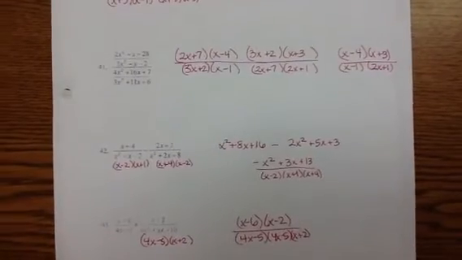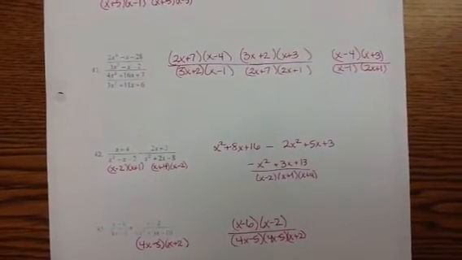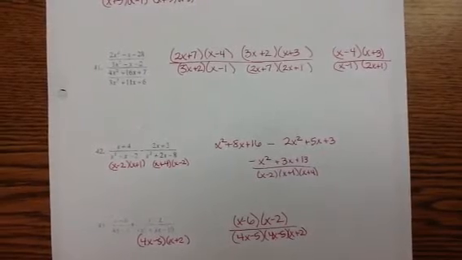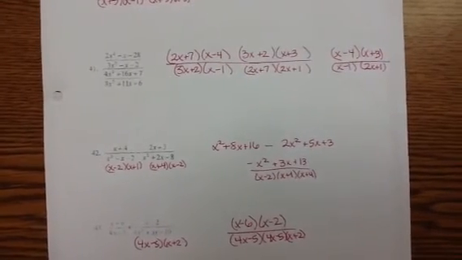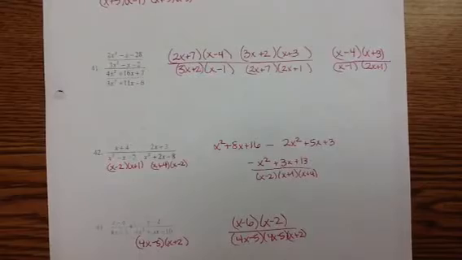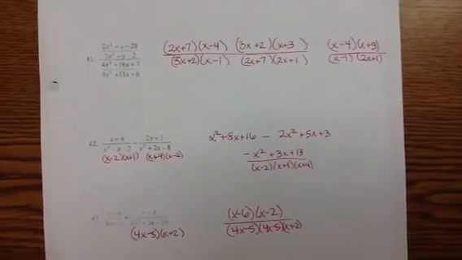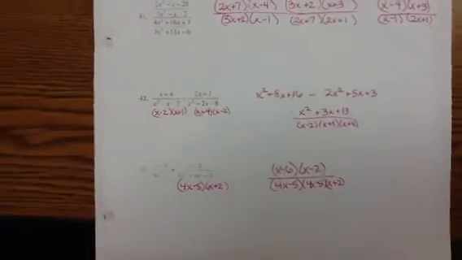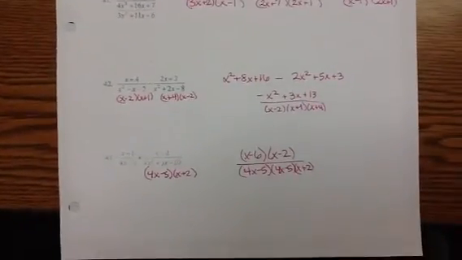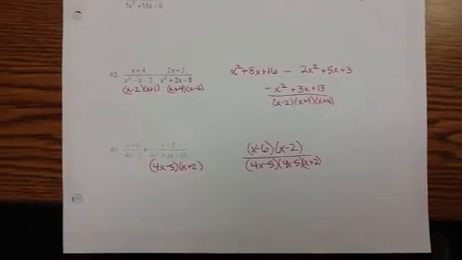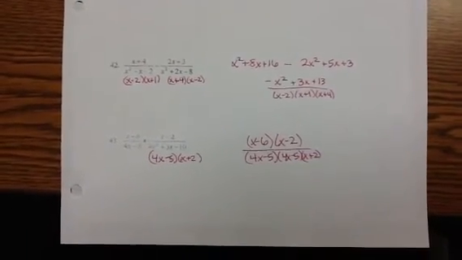42, it looks like I multiplied the first fraction by x plus 4 and the second fraction by x plus 1. Then I combined them and got negative x squared plus 3x plus 13 over my big denominator of x minus 2, x plus 1, and x plus 4. 43, I factored everything and got x minus 6 and x minus 2. Then 4x minus 5 and 4x minus 5 and x plus 2.